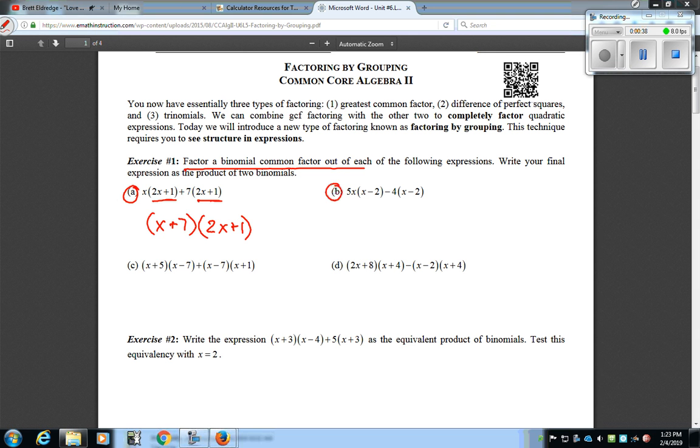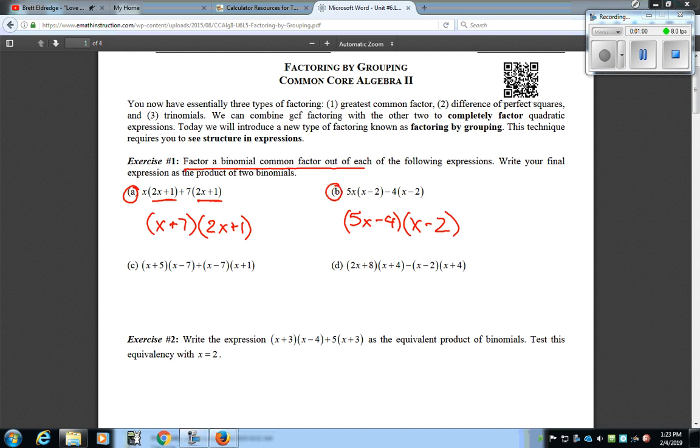And same thing with B, you'll see that they have the x minus 2's in common. So you can rewrite this using the commutative property as 5x minus 4 with that common factor of x minus 2. And again, the idea is just the distributive property being used twice, and that's what we do with FOIL. We distribute for both terms to both other terms in parentheses.